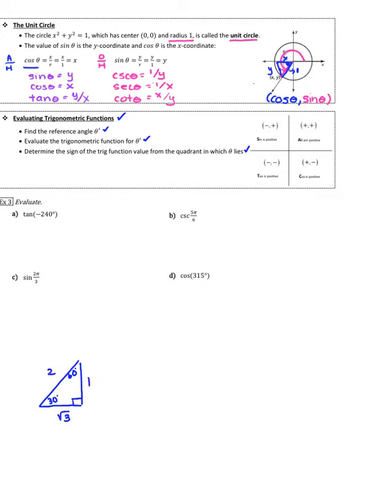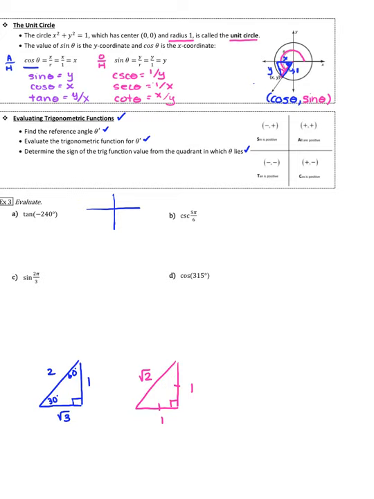This is 2. And if I had a 45, 45 isosceles right triangle, this would be 1, this would be 1, this would be rad 2. All right, so how does this work? We want to find the tangent. We're starting off kind of difficult, actually: tangent of negative 240. Well, let's first find, as it says, the reference angle.